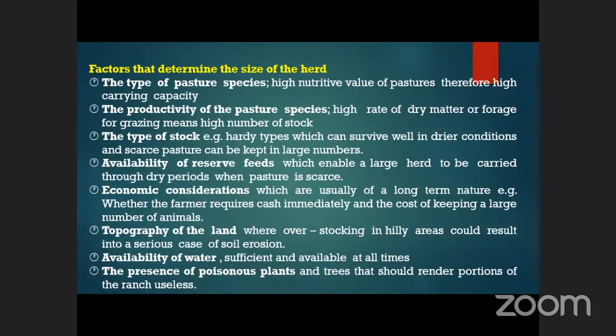The other factor is topography of the land, where overstocking in hilly areas could result in serious cases of soil erosion. Hilly areas, for example, Kasese, okay? In such areas, these animals have very sharp hooves, and the hooves can penetrate into the ground and cause soil erosion.